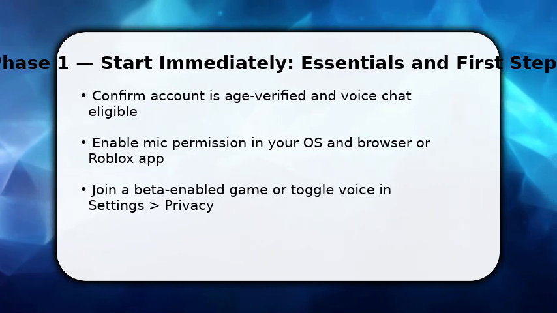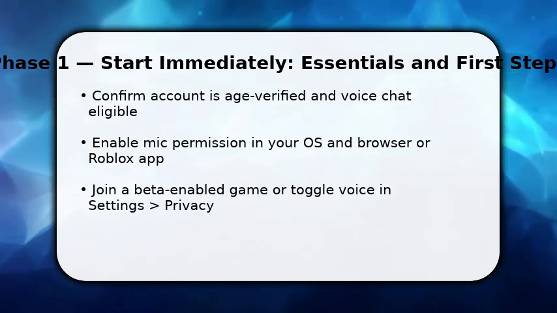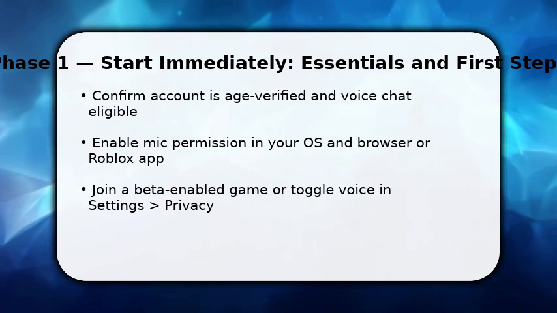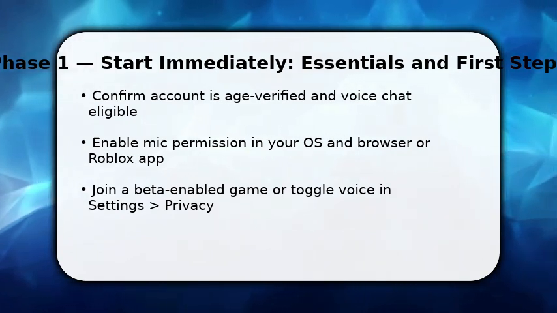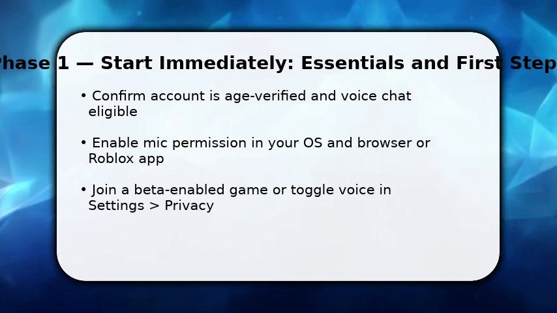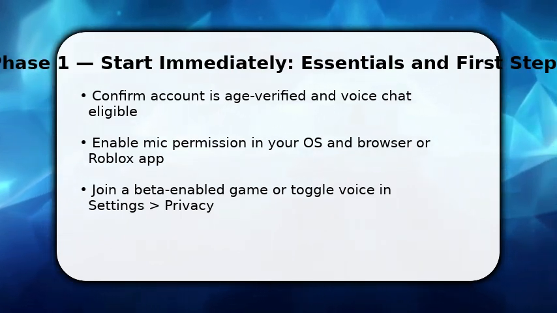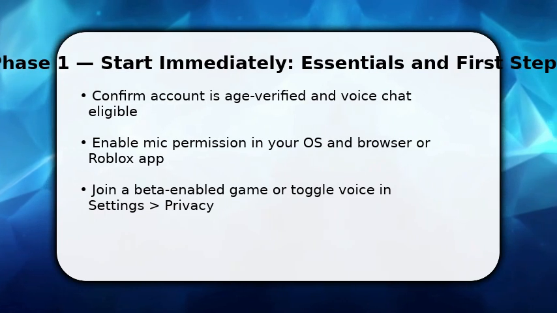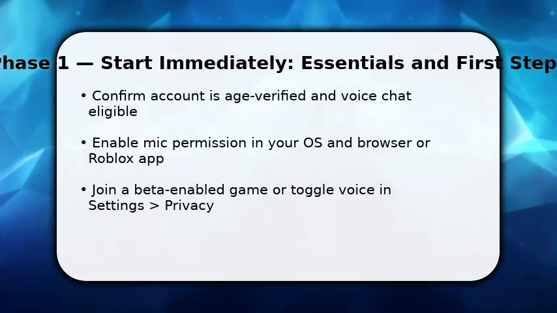Open Roblox settings, go to privacy and look for the voice chat toggle. Once done, join a game that supports voice or the beta program. This activates the option for accounts already approved. If you skipped verification, complete it now so the feature can appear.